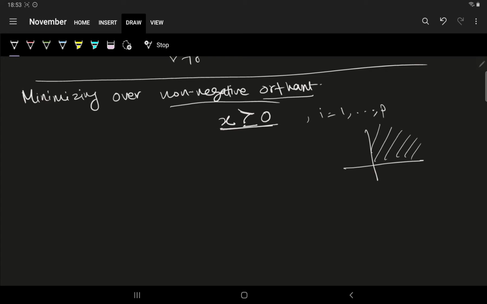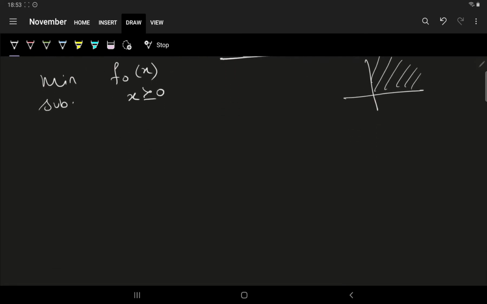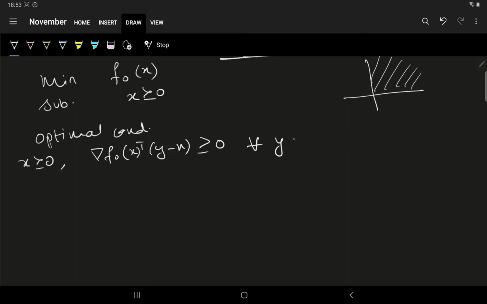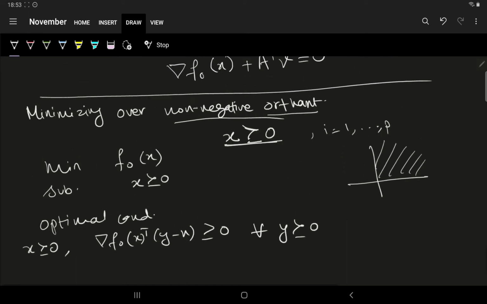Okay, so minimizing f naught of x subject to the non-negative orthant. Again we use the optimality condition, that is, del of f naught of x transpose times (y minus x) is greater than or equal to 0 for all y also in the non-negative orthant.